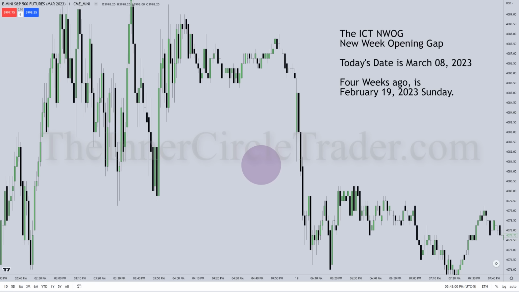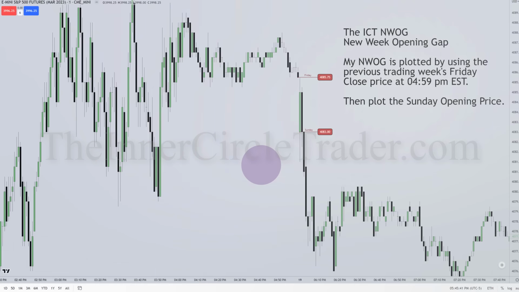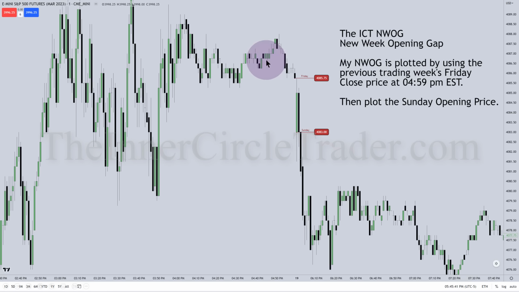Looking back 4 weeks ago, the date would be February 19th, 2023. And this is a 1 minute chart. So referring to Friday's closing price here, and then Sunday's opening price down here. So my candles, when they're green, they're bullish. That means it's an up-close candle. A black candle is a down-close candle. So we're using the closing price on Friday, the opening price on Sunday.